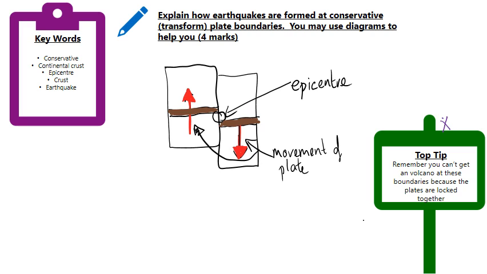If you come and have a look over on the side, you don't tend to get volcanoes here, because remember, volcanoes are only going to occur if the magma can be released from underneath the plates, and actually the plates here are locked together tightly, and that's going to create the earthquake we're going to talk about in a moment. And at that point, that means that the magma can't be released because there's actually no gap for it.